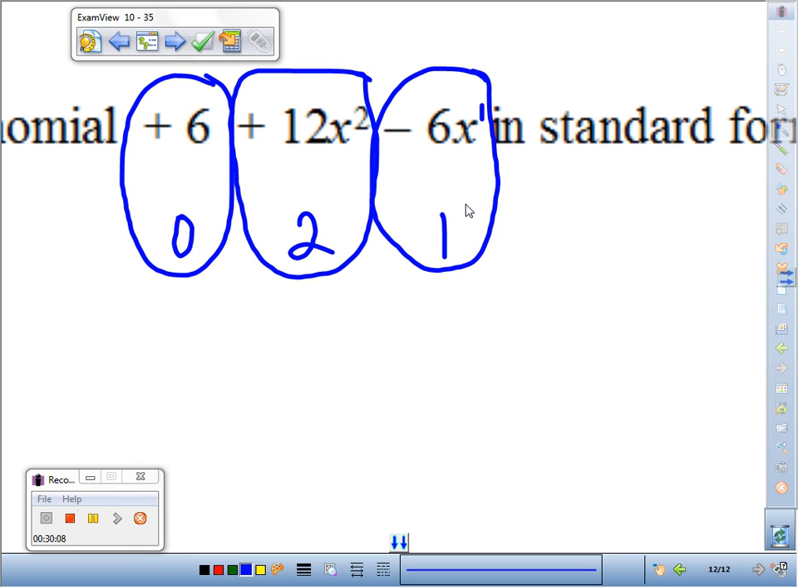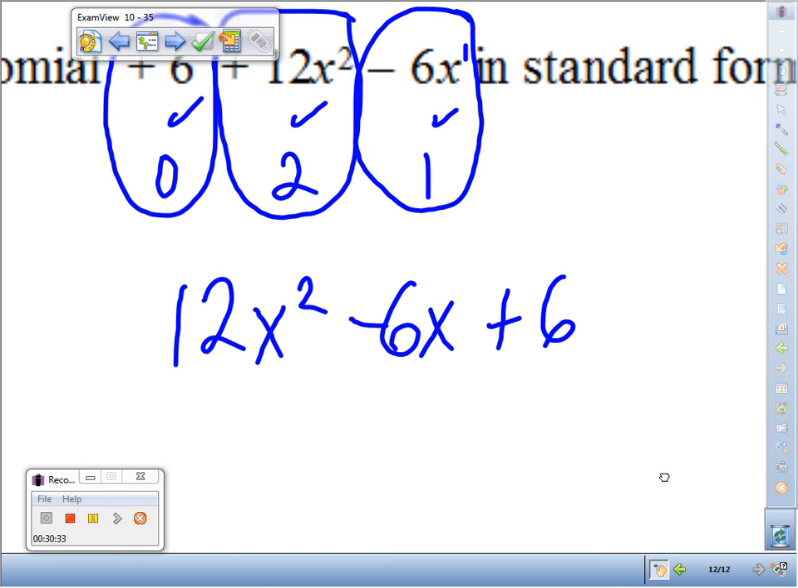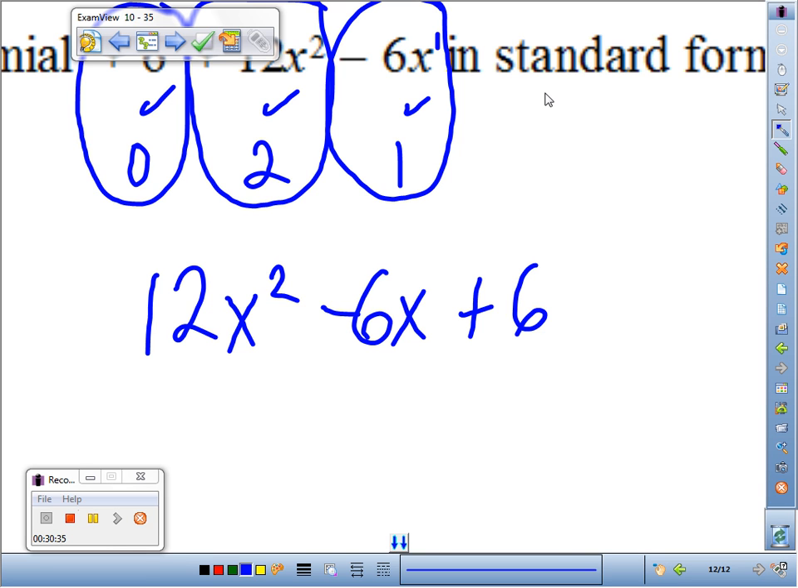So far so good? Now let's organize this from highest degree to lowest degree. Highest degree is 2. So what is my term? 12x squared. So we're done with this one. From there we move on to this one, minus 6x. And then at the end, plus 6. And that is what we call what? Standard form. Leading coefficient is the first number multiplying the variable on the first term, which is 12.